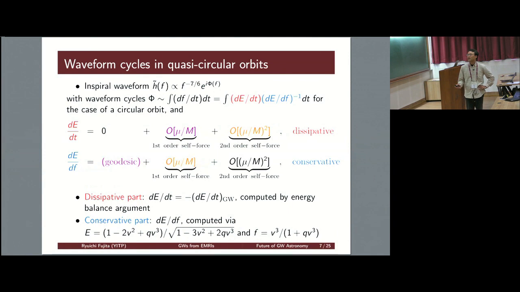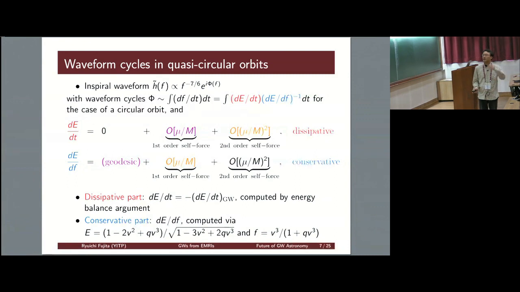The red one is the rate of change of energy of the particle, which is associated with emission of gravitational waves. So this is why the red term is called the dissipative part of the self-force. And the next, blue one, is a non-zero component even in the case of geodesic orbits, because the conserved energy, the binding energy of the particle, can be expressed using the velocity of the particle and the spin of the central black hole.